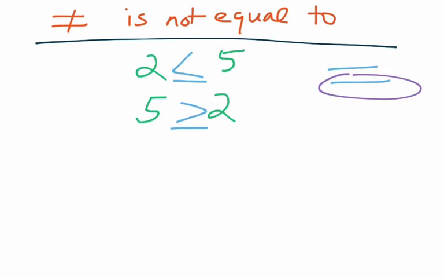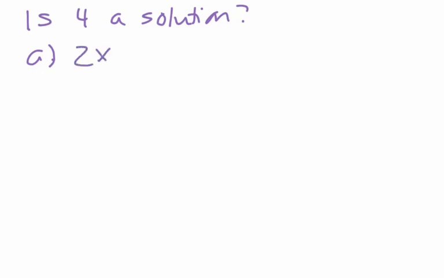So let's take a look at a couple of inequalities here. We've got 3 inequalities, and we want to know if 4 is a solution. The first one is 2x minus 1, and notice how it's oriented. It points to the smaller one and opens to the bigger one, which means this is smaller. So when I read it, I'll say 2x minus 1 is less than 8.